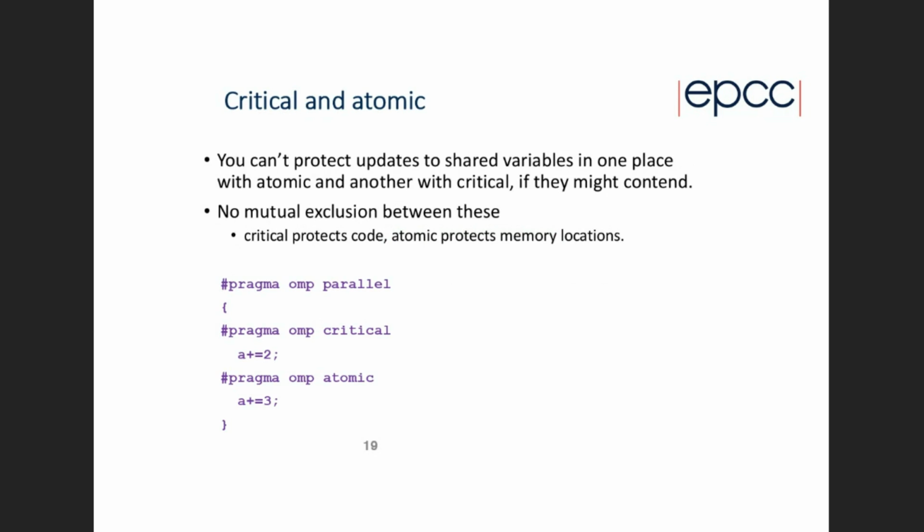Okay, we'll skip over this one quite quickly because I already mentioned it. Critical and atomic cannot be used to protect the same memory location or the same variable from multiple accesses by different threads.